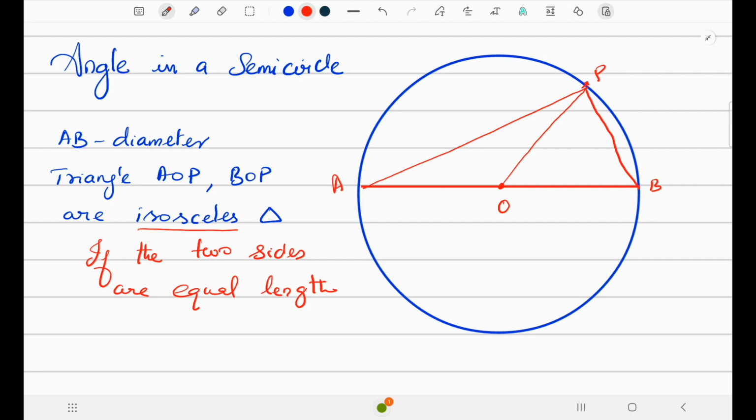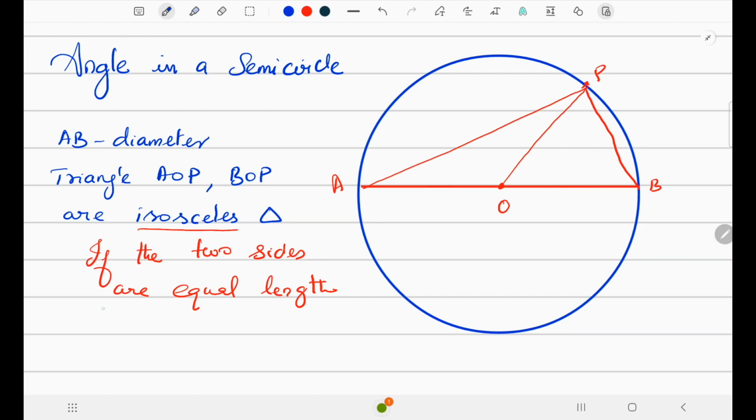Take the triangle AOP. Here, the sides AO and OP are of the same length. How? Because AO and OP are radii of the circle. So this is the center point, right? And also OB and OP are the same length because OB and OP are also radii. So the triangles AOP and BOP are isosceles triangles. Got it?